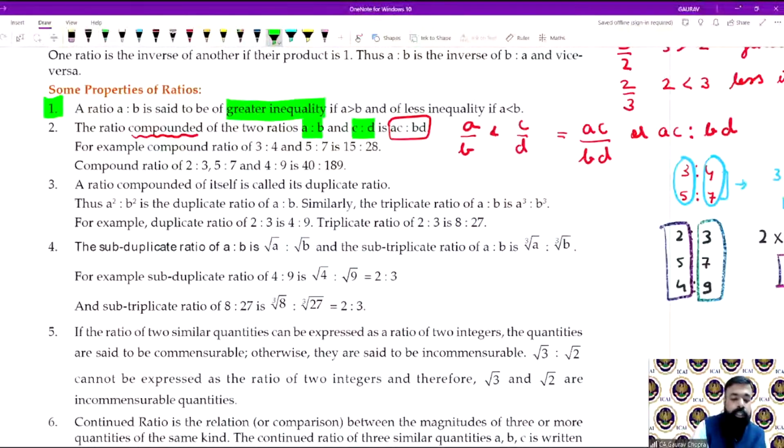Now the third point says duplicate ratio. Duplicate ratio means a ratio compounded of itself. A ratio compounded of itself is known as the duplicate ratio.